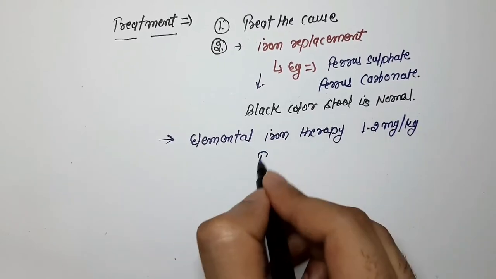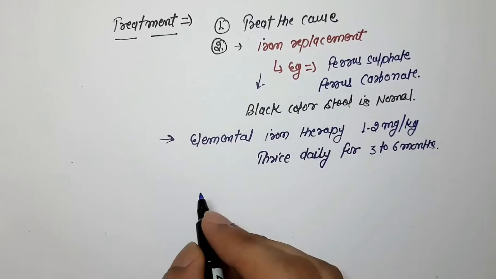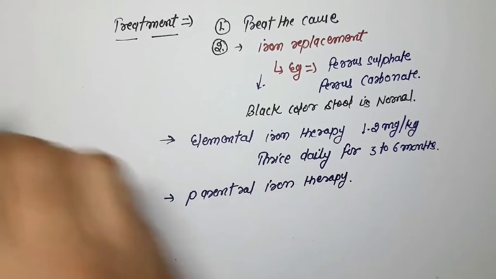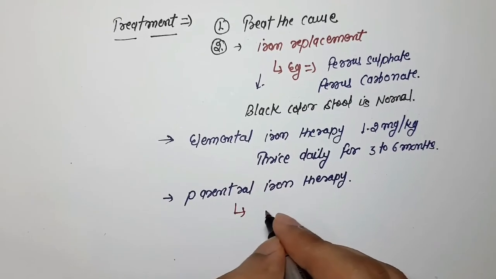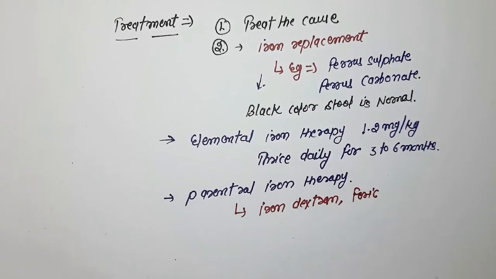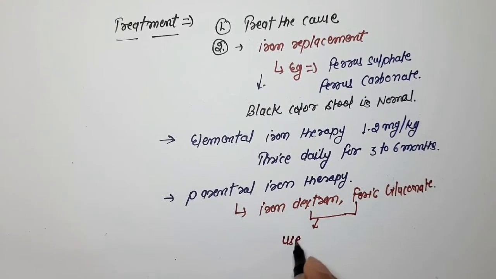Elemental iron therapy is 1 to 2 mg per kg daily, thrice daily, 3 times in a day for 3 to 6 months. Parenteral iron therapy. Example: iron dextran and ferric gluconate, used for dialysis patients.